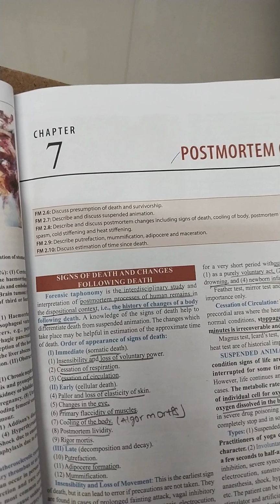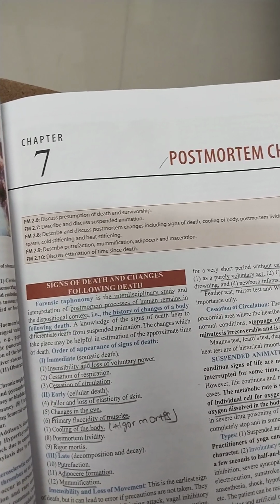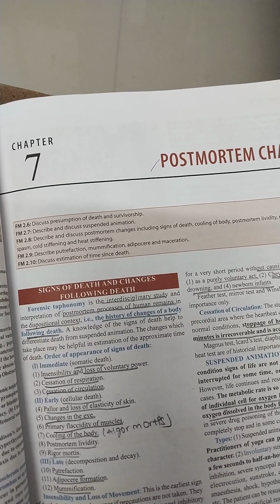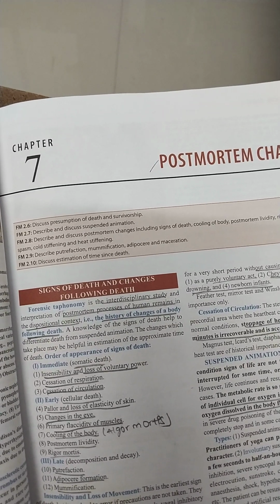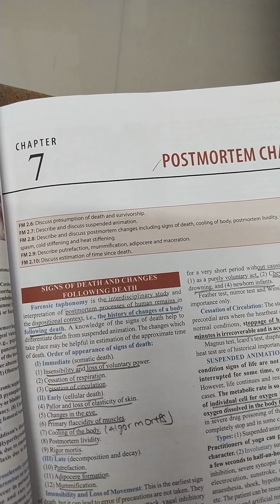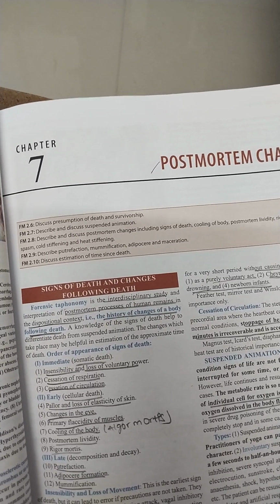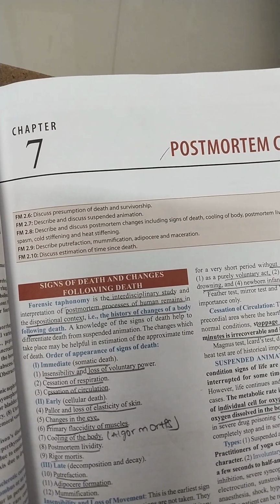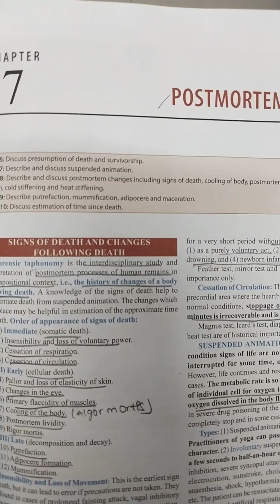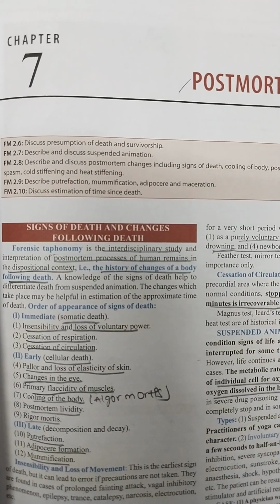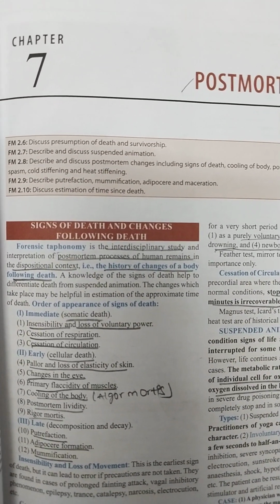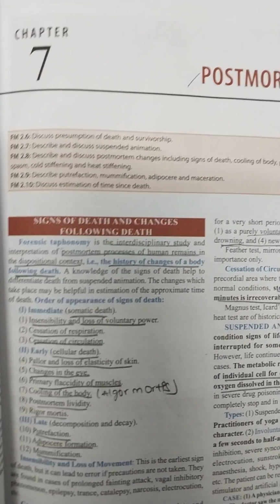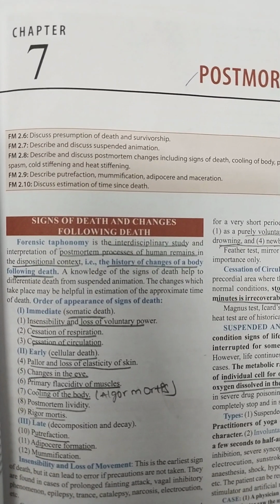First we will find the person who is unresponsive to touch, temperature and pain, who lost the ability to move his muscles; locomotion, everything will be gone, and voluntary movements also will be stopped. Then cessation of respiration will be seen. Then cessation of circulation, and coming to early changes, cellular death, pallor will appear because there is no circulation, right? So there is pallor and elasticity will be lost.